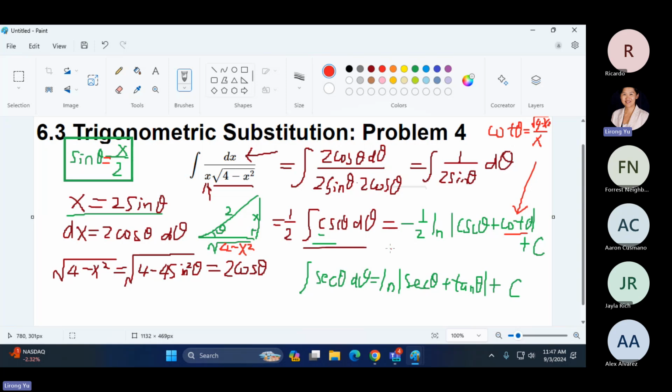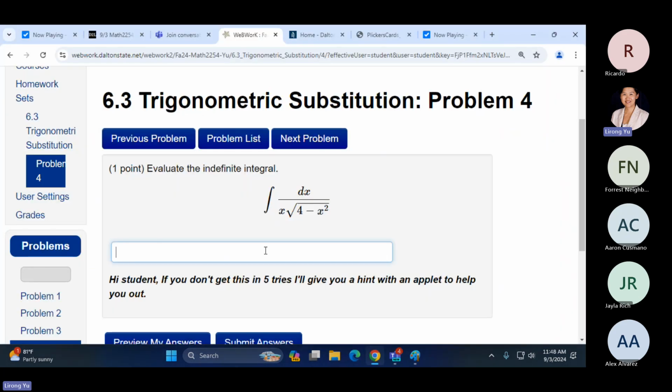So then the answer, going back to the original variable, is negative 1/2 natural log of 2 over x plus root of 4 minus x squared over x. So this will be the answer for the final question. Hope that explains. We can rewrite it. You can have 1/2 natural log of this minus natural log of x. You can switch to something a little bit easier to input, but overall this should be okay. And we can double check if that works.